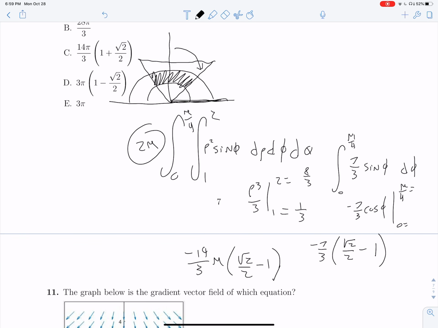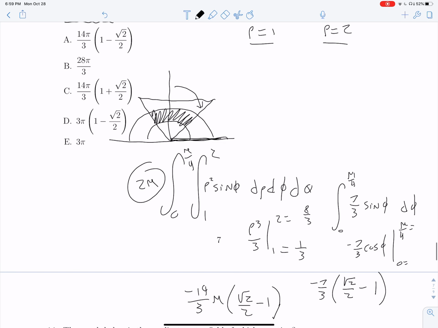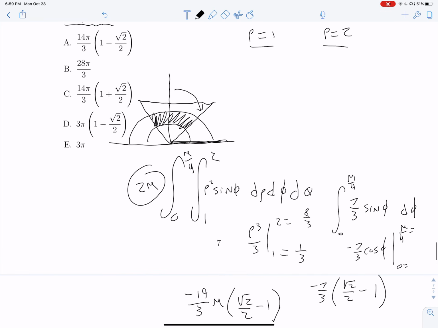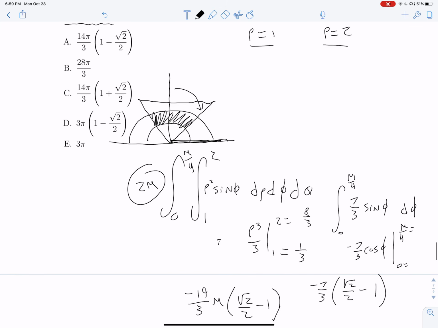And you might be thinking, oh no, look, we got a negative volume. What's going on there? But no, it's actually positive. Oh, yeah, no, we're fine. What they did in this answer choice is just distribute this negative sign in and got that. So there we go.